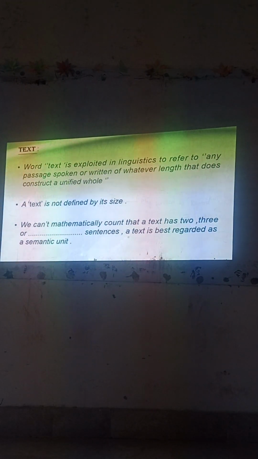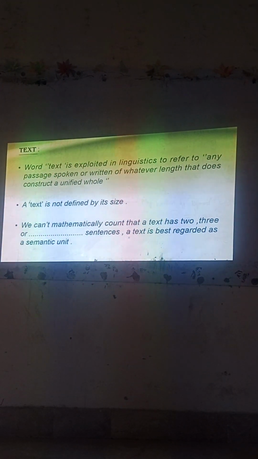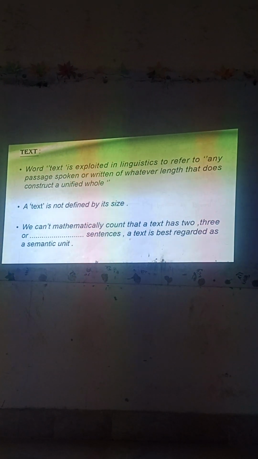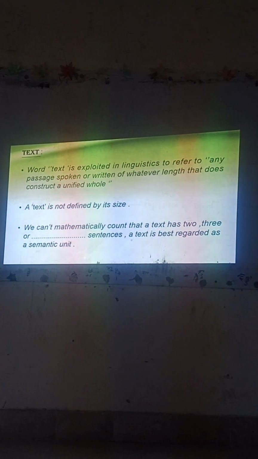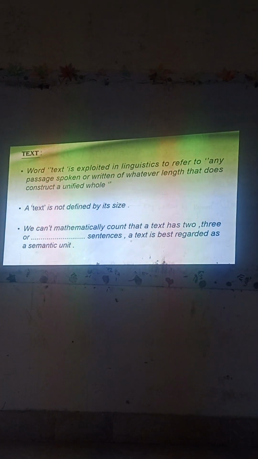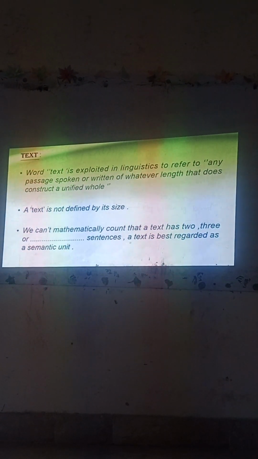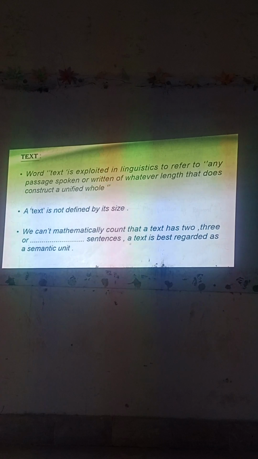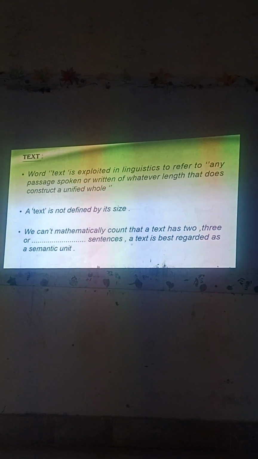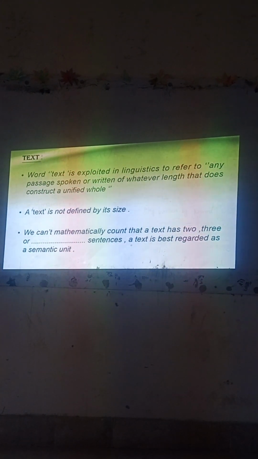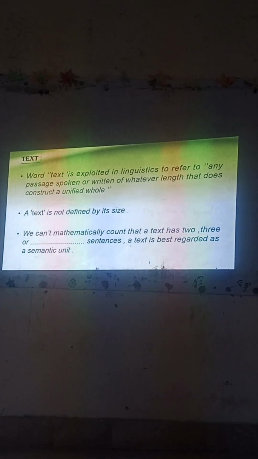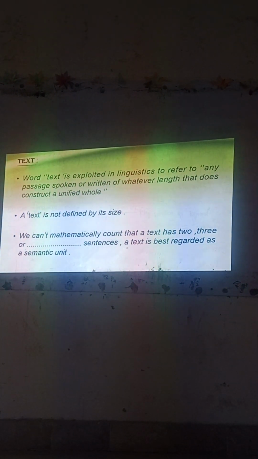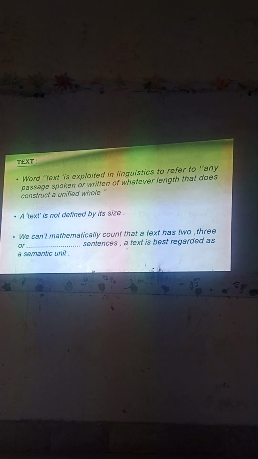The next is text. So first is discourse, another one is text. What is text? The word text means any passage, either spoken or written, whatever the length, that gives a semantic whole. It must give a meaning. A text is not defined by its size. We can't say that a text should have three, four, or more sentences in it. But the purpose of text is that it should give semantic meaning.